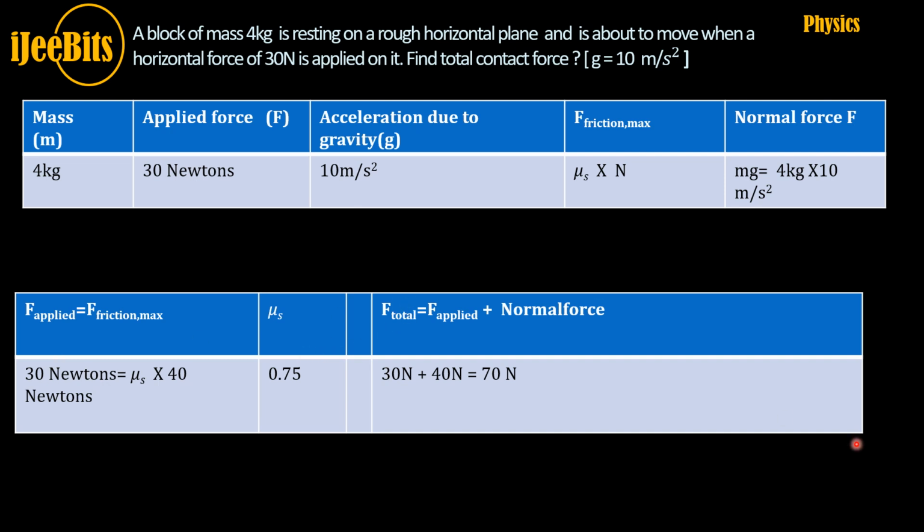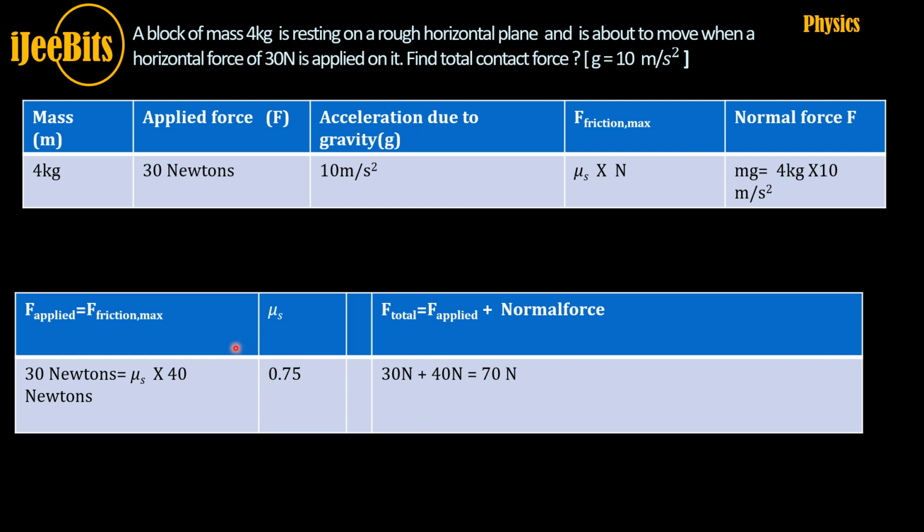We can calculate the maximum static friction force using the coefficient of static friction. However, since the block is about to move, the applied force is equal to the maximum static friction force. So, F applied is equal to F friction maximum. 30 newtons is equal to mu s into 40. We get 0.75. The coefficient of static friction is 0.75.